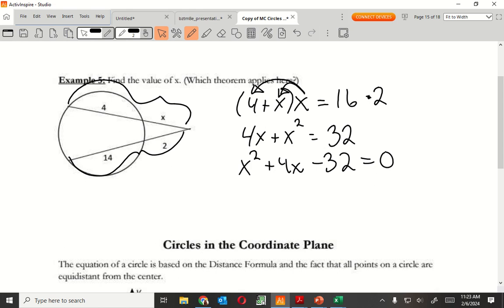Now, I know you guys did this in Algebra 1. I know you did. Okay? Maybe you didn't. You'll do it at summer school.